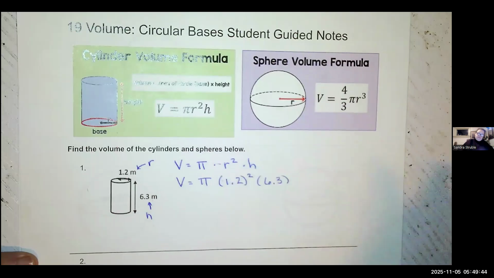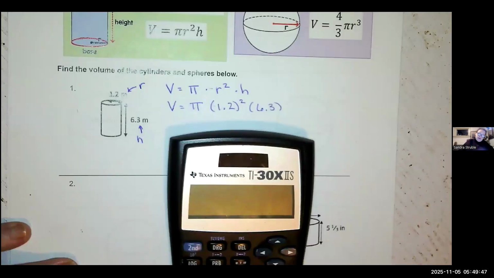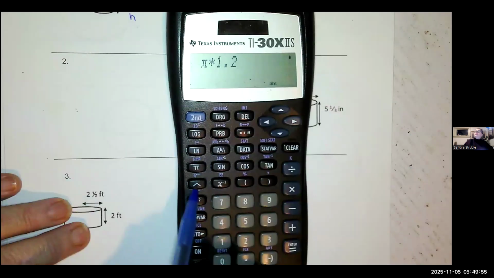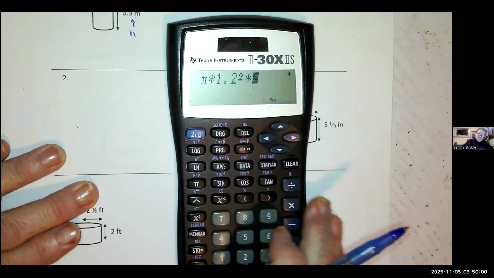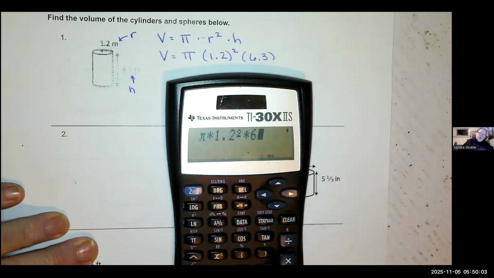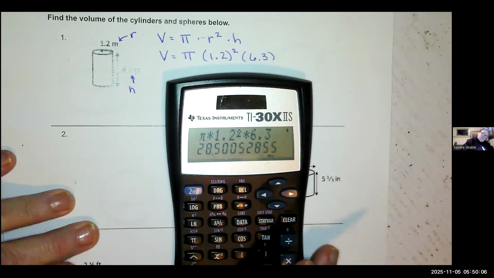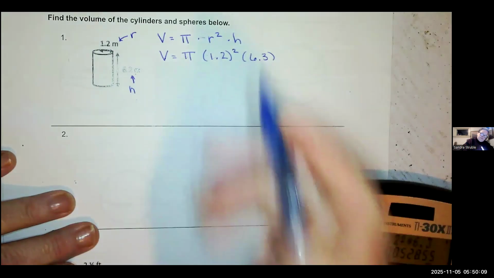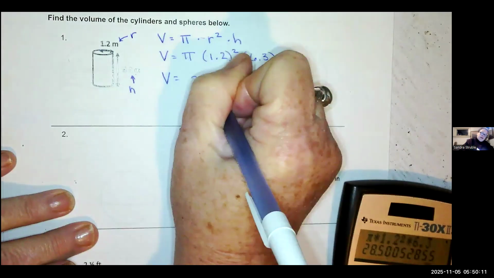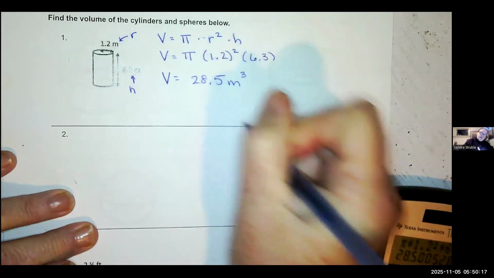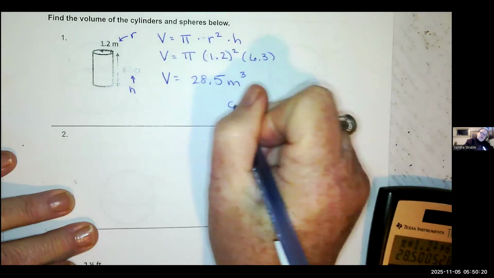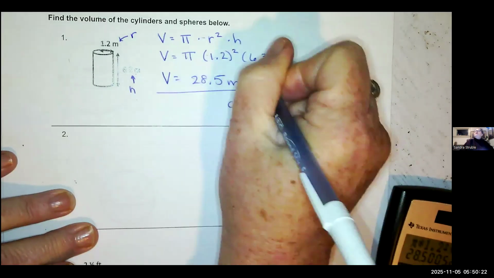All right. So pi times 1.2. Now you can use caret 2, or on our calculators, we have an x squared we can use, and then times 6.3. And I got 28.50. I'm just going to put 28.5. Don't forget your unit, and it must be cubed. Now, if you don't want to write meters cubed, you could put cubic meters. It's totally your call which one you choose to do, or you could write the words out.